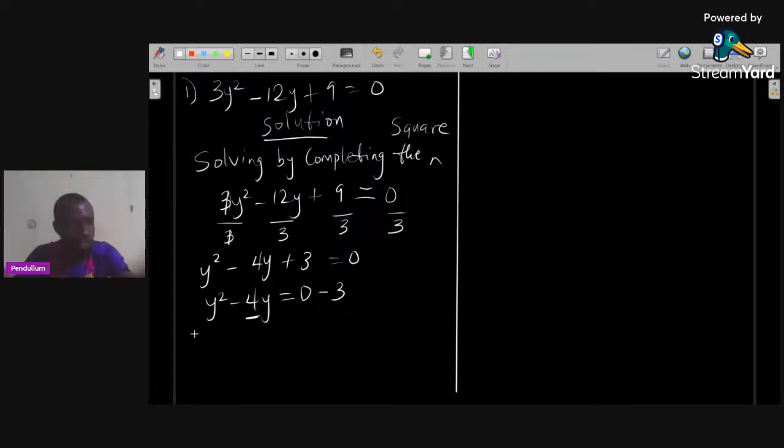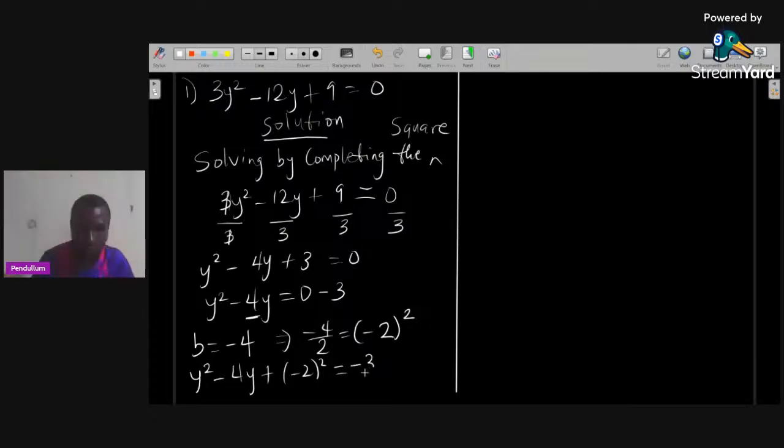So if we are doing this here, b is minus 4, right? So we are going to divide it by 2. Minus 4 over 2 is minus 2. Then we are going to square it and add to both sides of the equation. So on the left hand side we have y squared minus 4y plus minus 2 squared. And on the right hand side, of course, 0 minus 3 is minus 3. Then we are still going to add minus 2 squared.